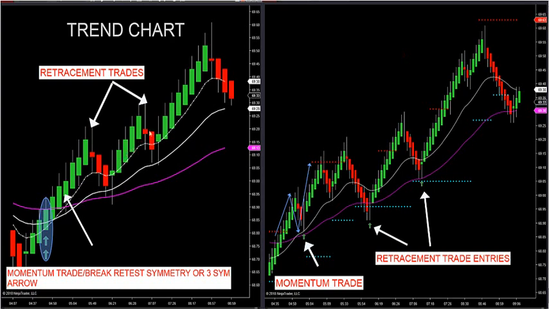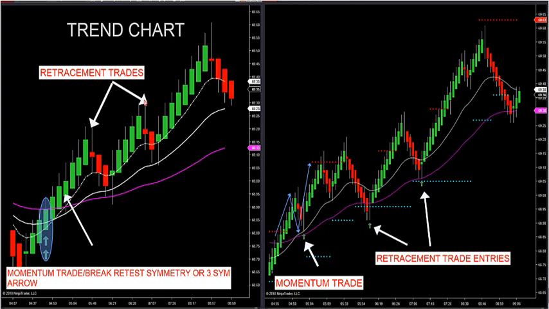Green bar and trend fillers, green bar, red bar closes. You're catching the wrongly positioned novice traders. Watch for my 5-sim Renko on a retracement trade. Remember, retracement trades, we watch for the 5-sim Renko. Momentum trades, we watch the 3-sim Renko for arrows. Or on momentum trades, we look for the symmetry dots to break, retest, 3-sim arrows also.